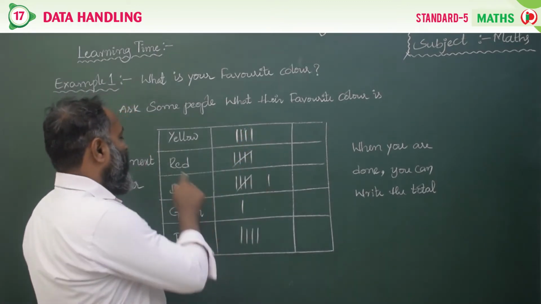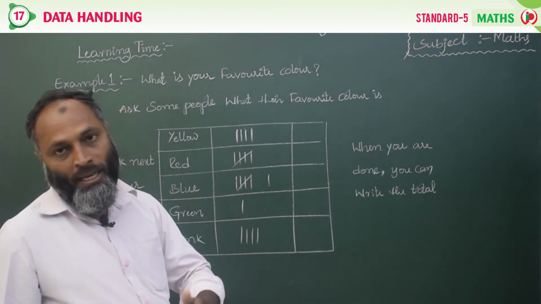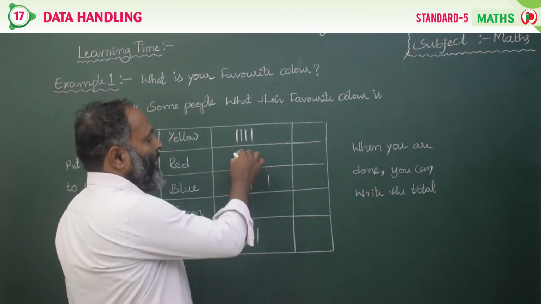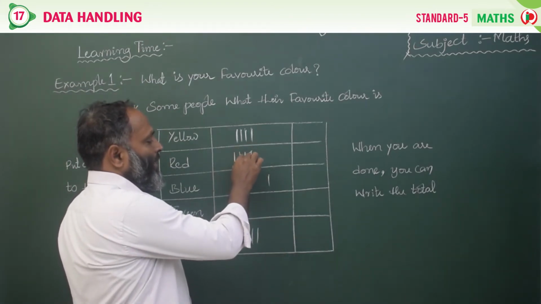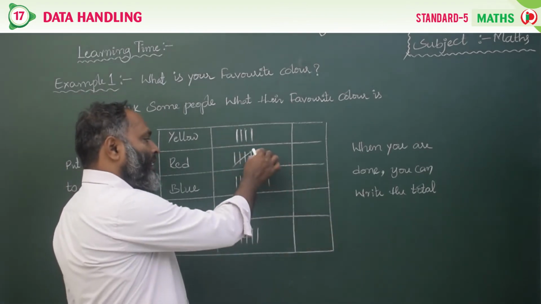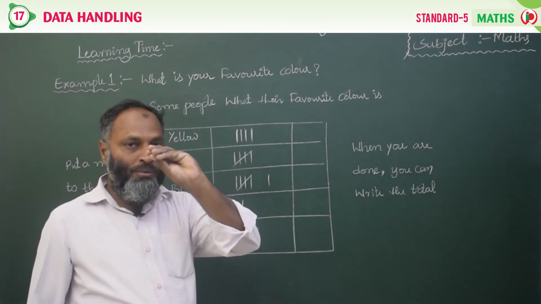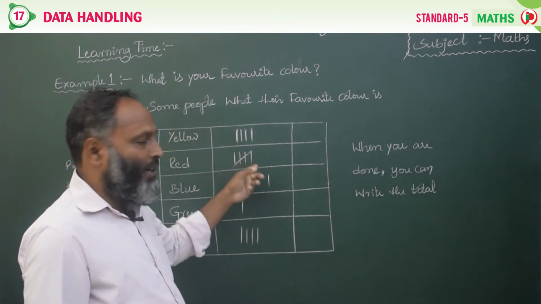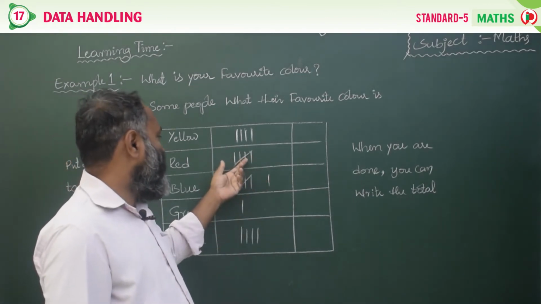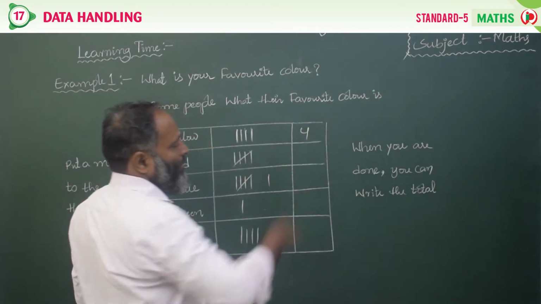Here red color, so in our survey 5 people like red. How to represent red? Using vertical lines: first 4 vertical lines we draw next to red, and one slanting line. So we make a group of 5 lines, 4 vertical lines and 1 slanting line. Total 5 lines. Here yellow, total how many vertical lines? 4.